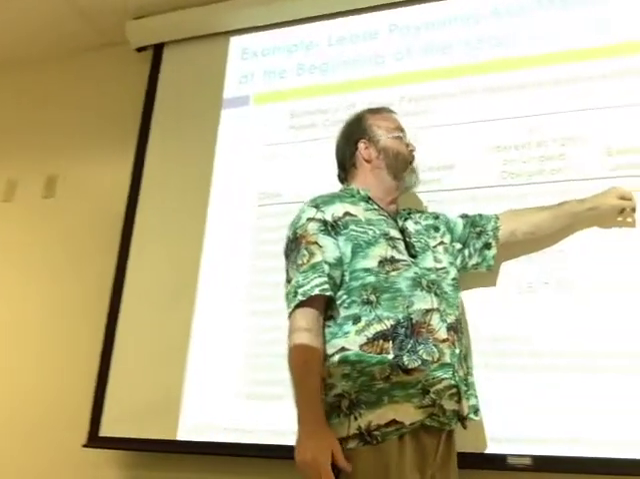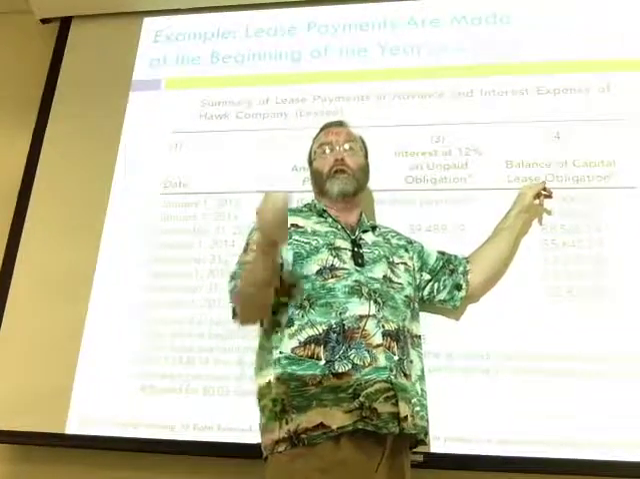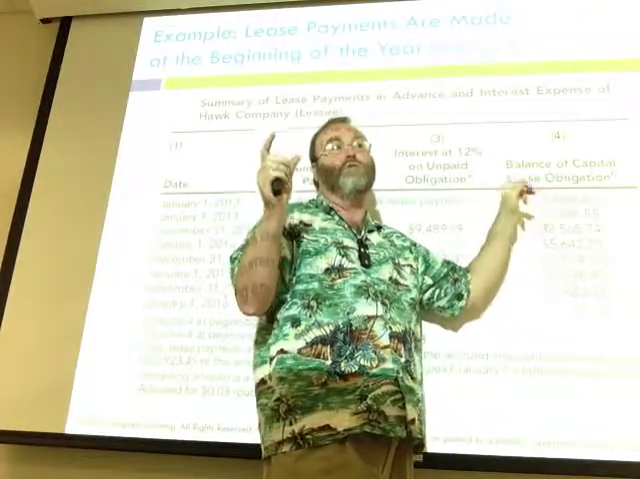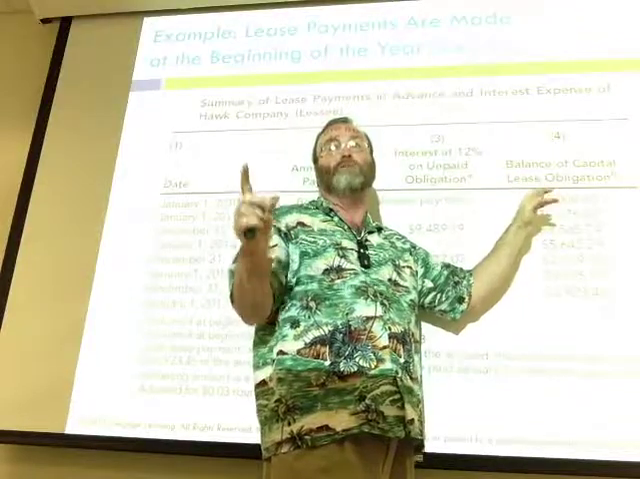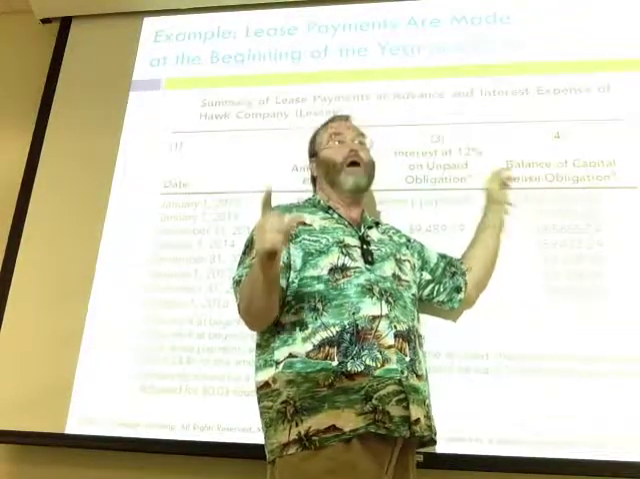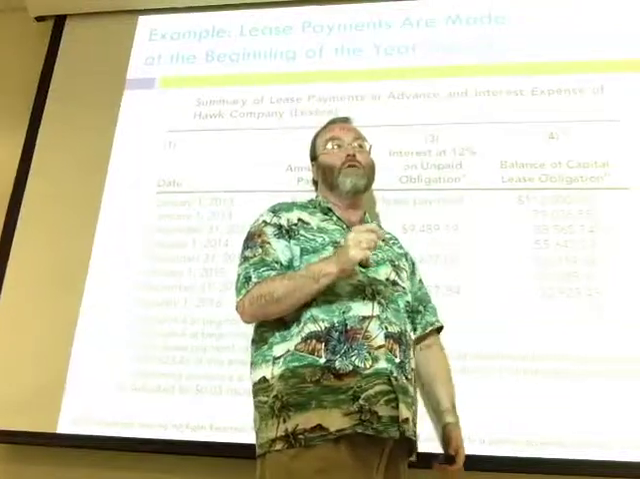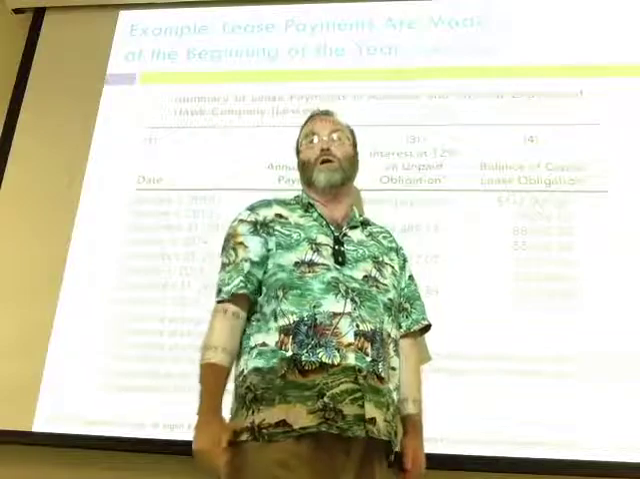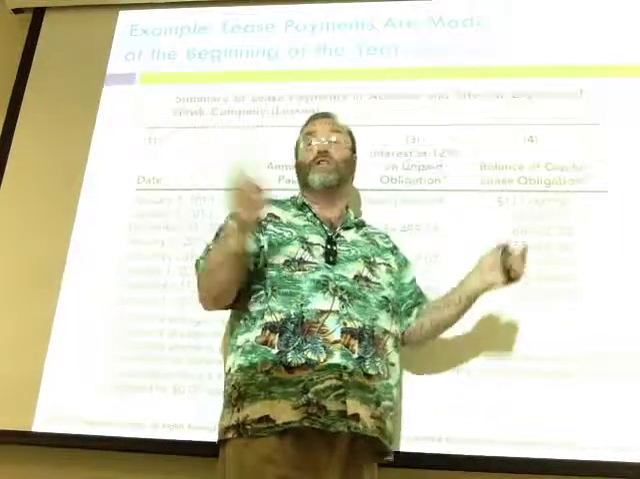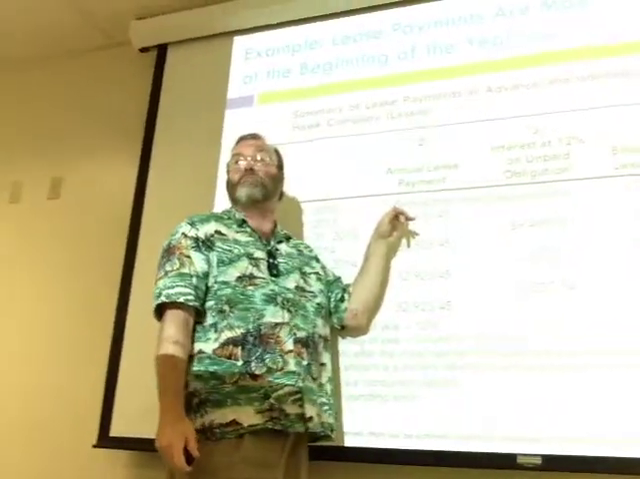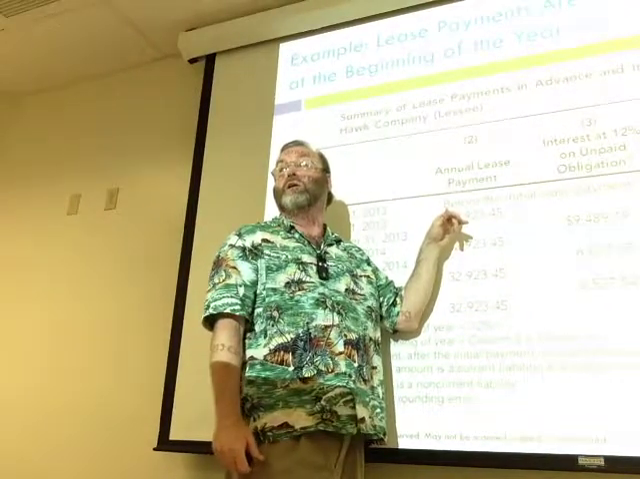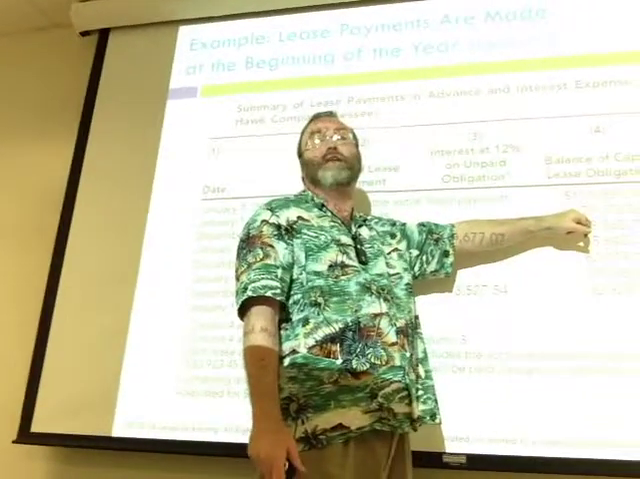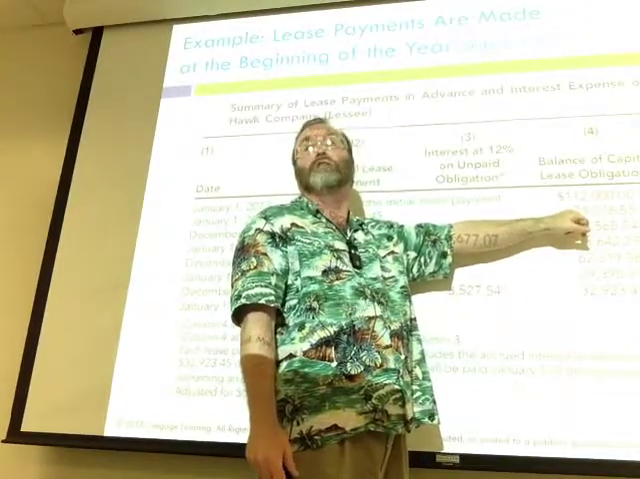You started with an obligation of $112,000 the day you inked the lease. All right? That's your fair value, the present value of all future lease payments. However, at that same moment in time, you signed a check and handed it to the lessor, thus reducing that obligation by 100% of that lease payment, taking the liability down to only $79,076.55.